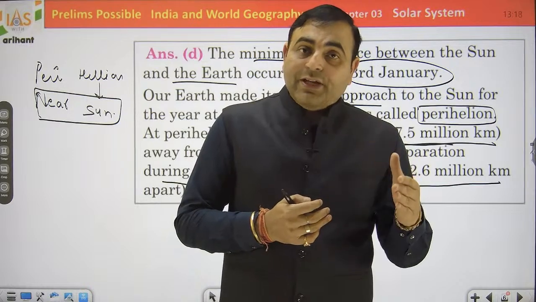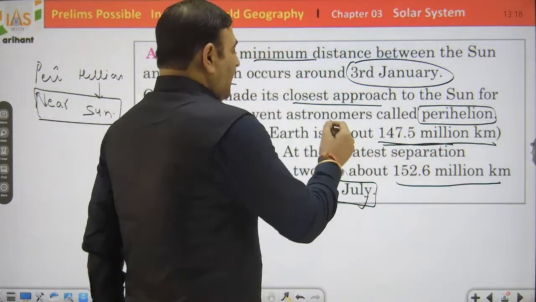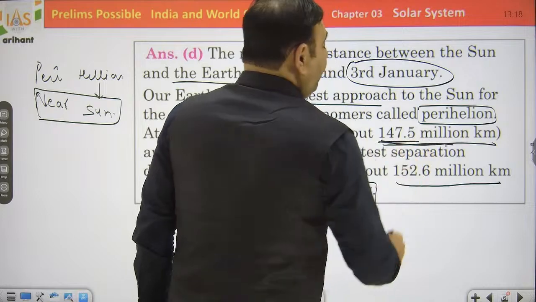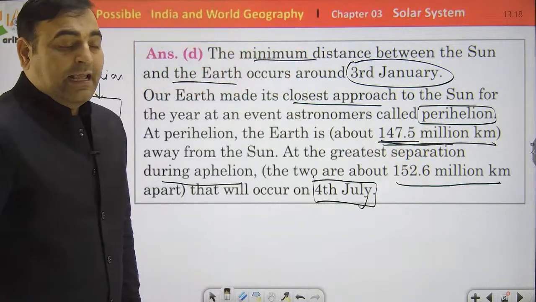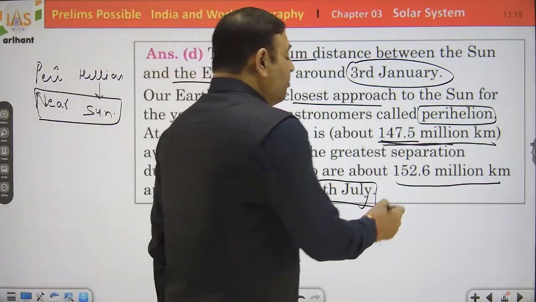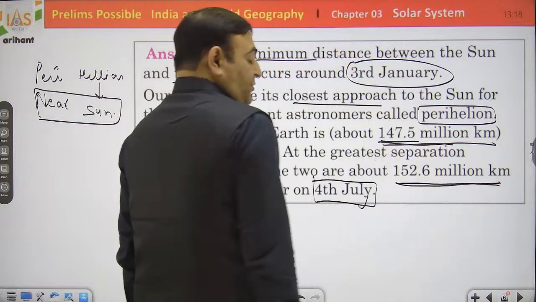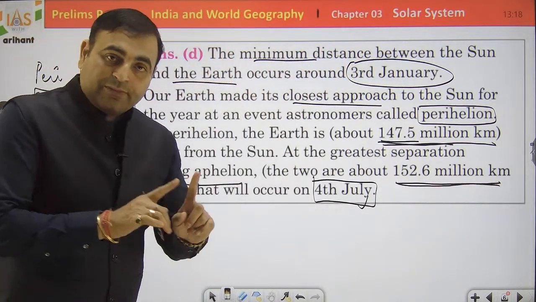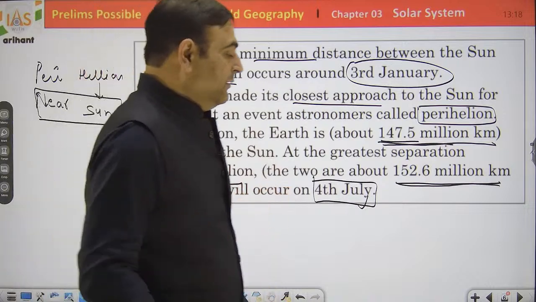The minimum distance is 147.5 million kilometers and the maximum distance is 152.6 million kilometers from the earth to the sun.